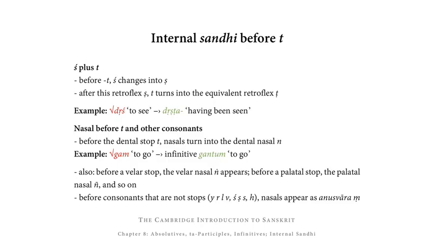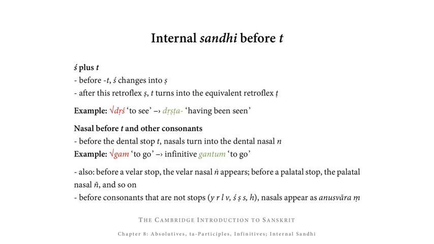Finally, a piece of internal sandhi that's relevant before T, but also actually before other consonants. Before the dental stop, T, any nasal will turn into the dental nasal, namely N. The example that's relevant here actually does not appear in ta participles or absolutives, but it appears in a form that you're going to encounter for the first time in a minute, and that is the infinitive, which is formed by adding tum.